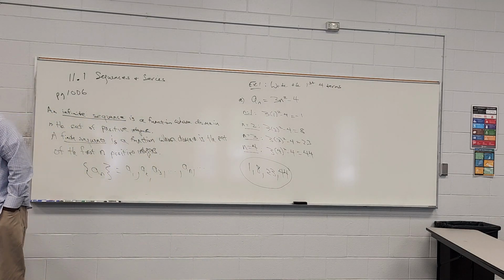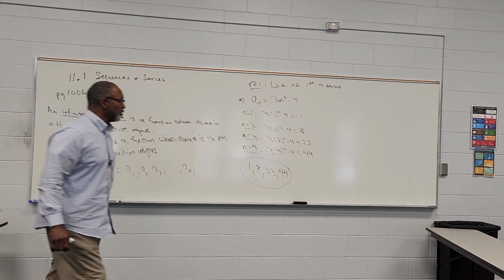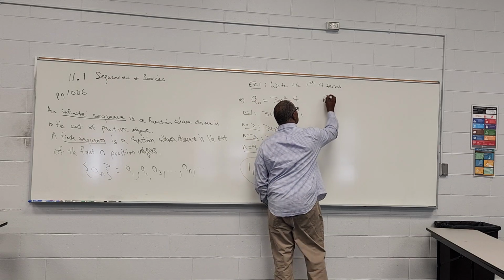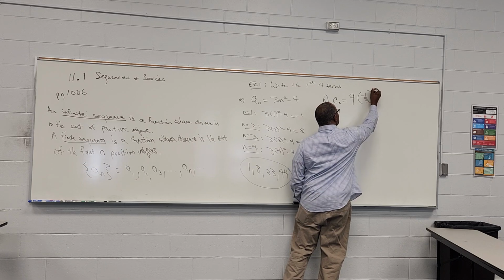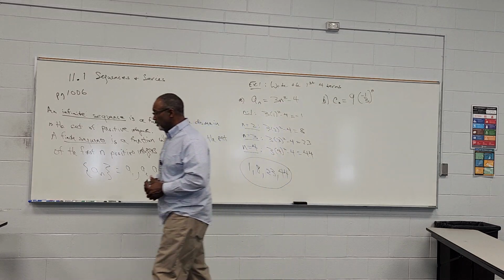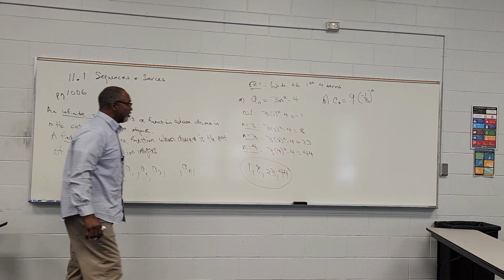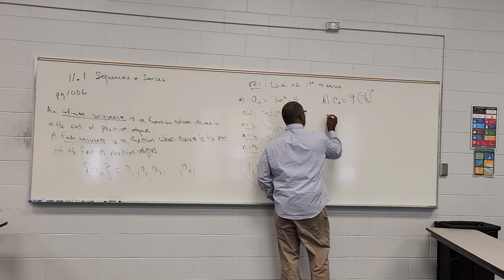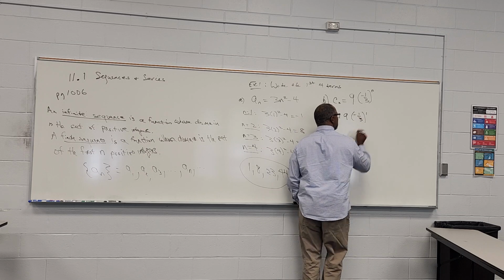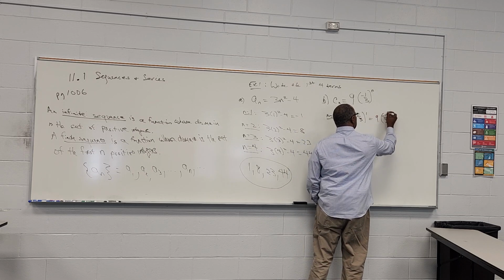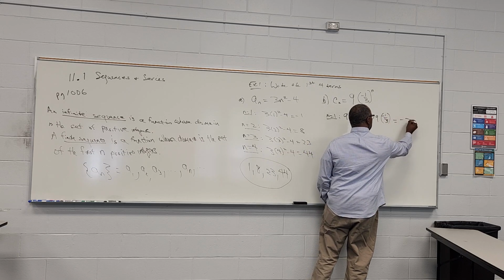The second one they give me: the nth term, c sub n, is 9 times negative 1/3 to the nth power. And they want me to write out the first 4 terms. So again, when n is 1, you get 9 times negative 1/3 to the first. That's 9 times negative 1/3. 9 times negative 1 is negative 9. Negative 9 divided by 3 is negative 3.